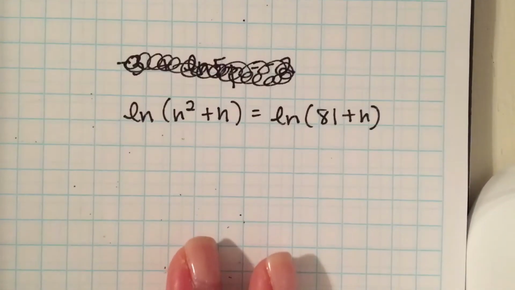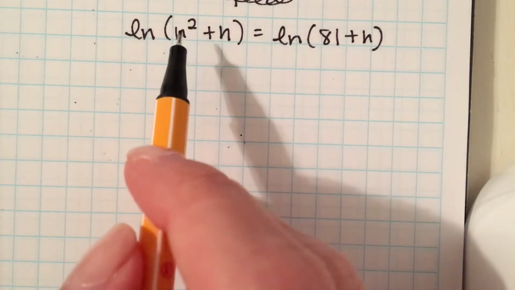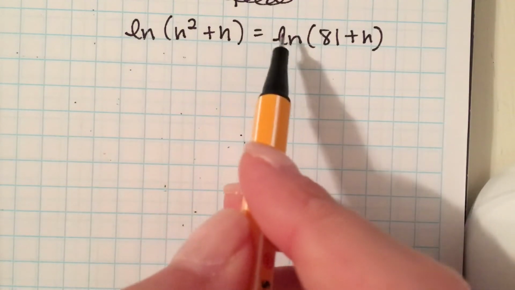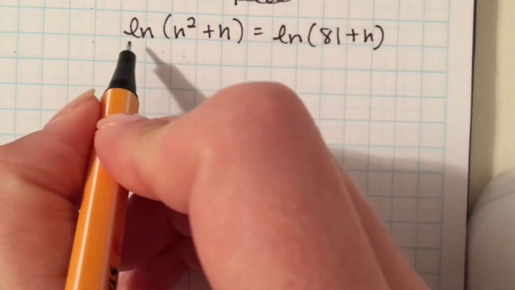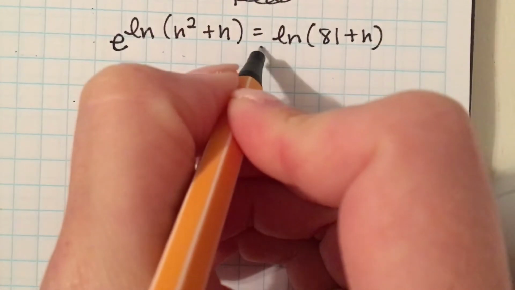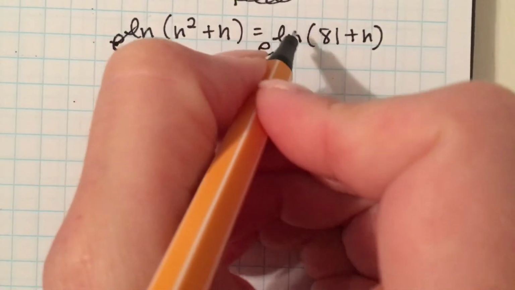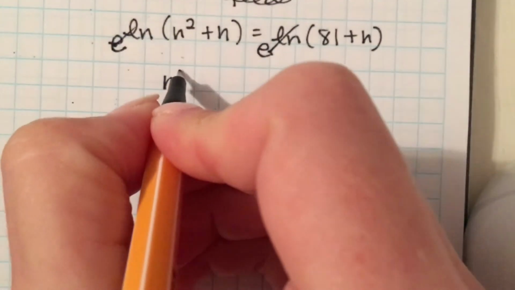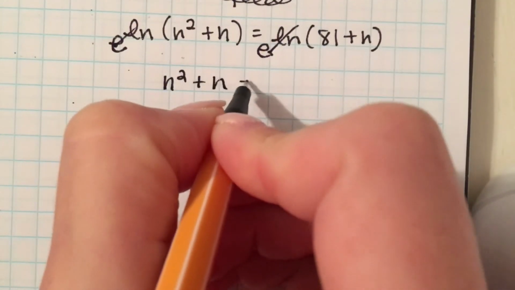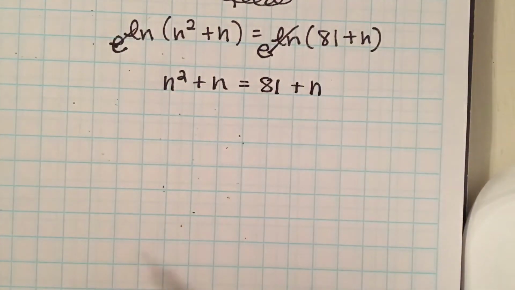Okay, skipping over to the fourth one, I thought you guys might want to see this one because I notice it has the quadratic in there and a natural log. Now to fix a natural log, we're going to use a base of e. They're inverses of each other. So the e and the natural log cancel, leaving n squared plus n equals 81 plus n. So that part's pretty easy.